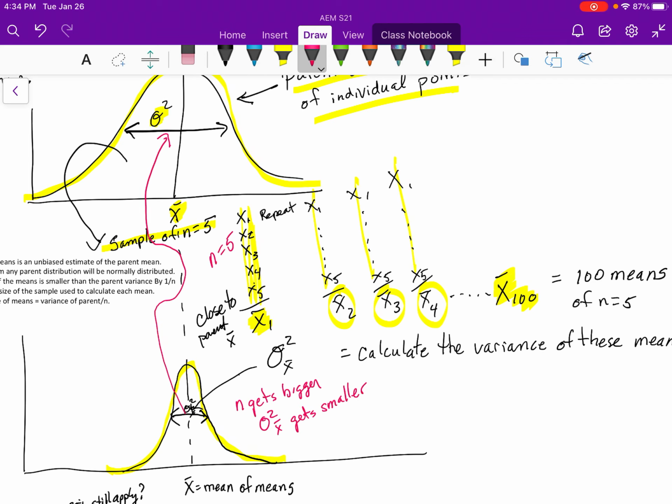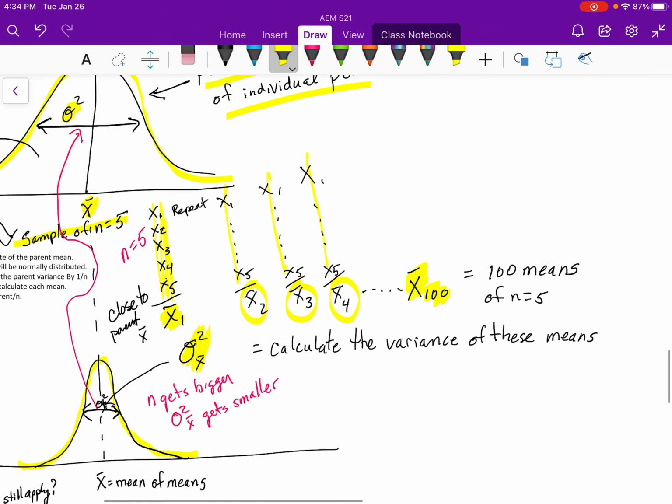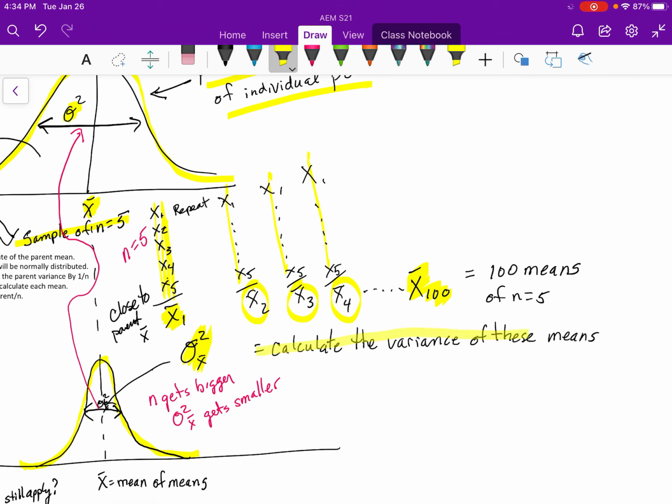Now I'm going to say some notation things on here. I've gone ahead and used this notation for the variance of the mean. Now that is the variance of the means, and the notation has this small x down here that I don't want you to miss. It's x bar, in fact. So it represents the variance of the means.